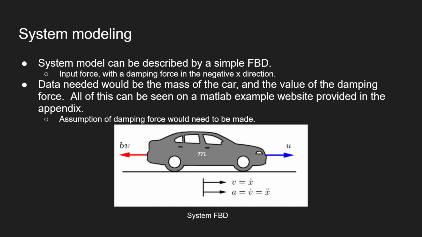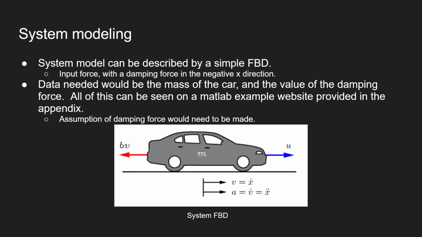Regarding the system modeling, it can be described by a simple FBD with an input force and a damping force in the negative X direction. Damping force is always in the negative X direction, but the input force could be positive, or it could be negative, as you could be braking. Now, the data needed would be the mass of the car and the value of the damping force. All this can be seen on a MATLAB example website provided in the appendix of this presentation.